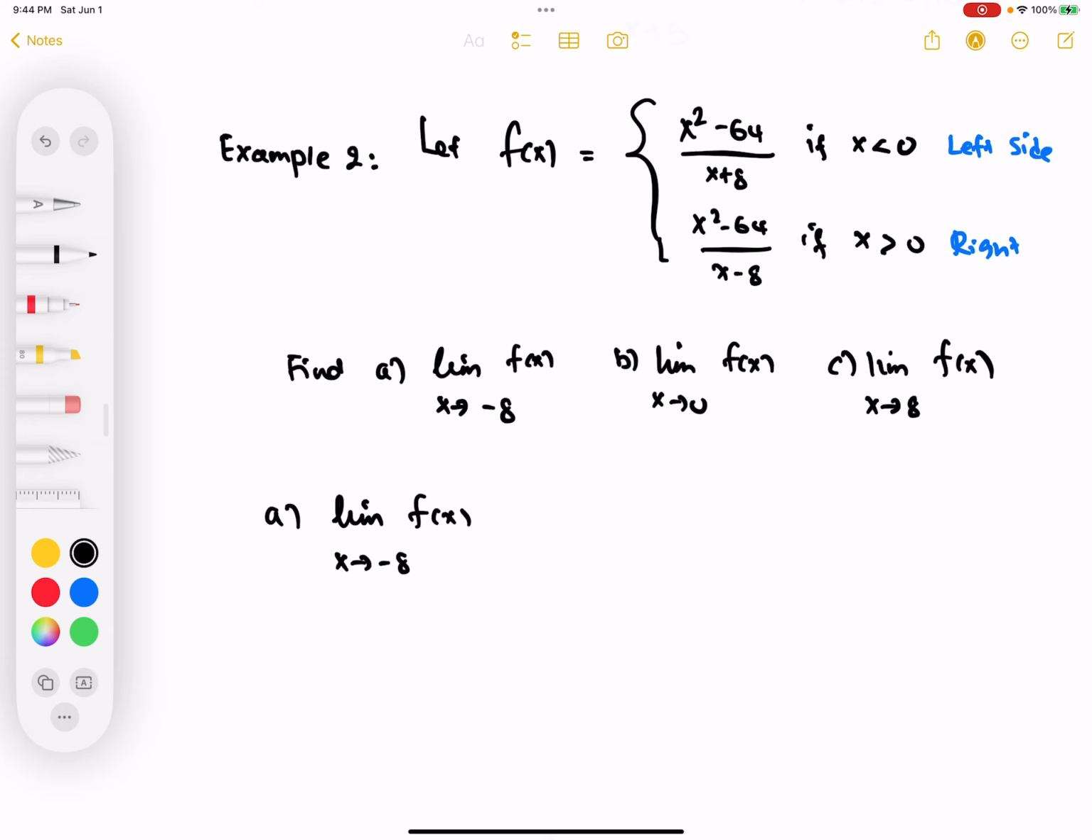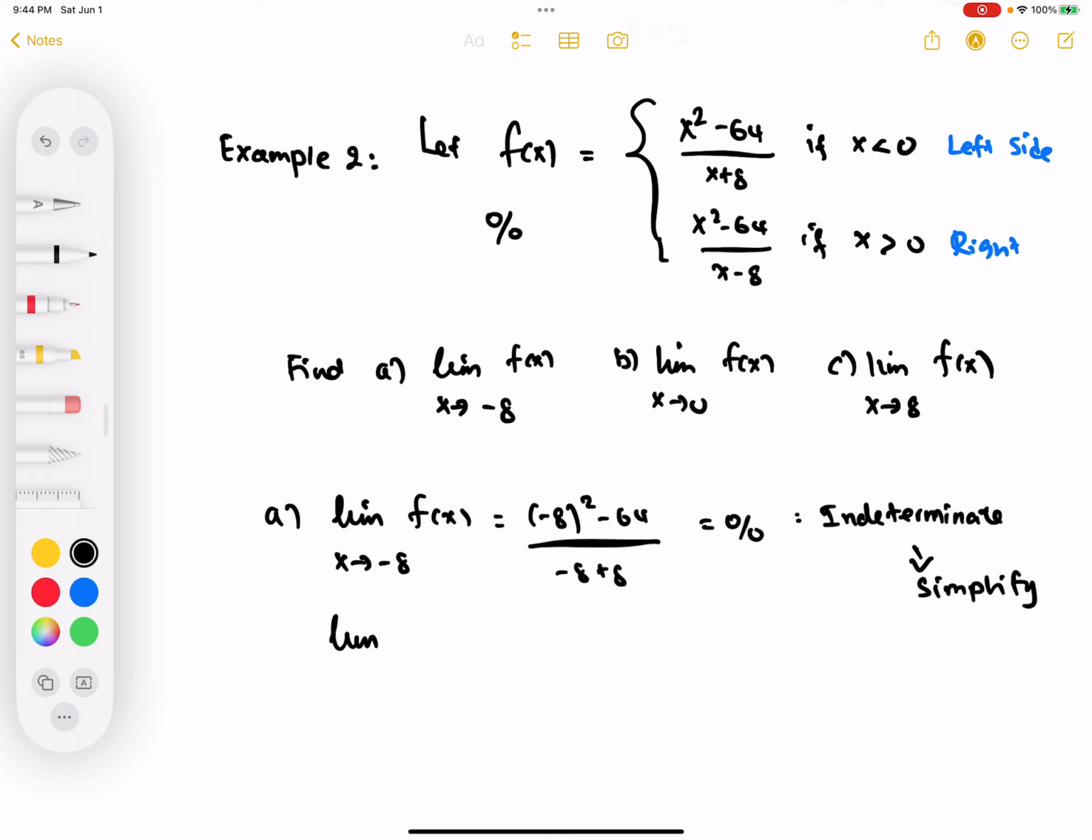So first you have to check that it is 0 over 0 form. It is an indeterminate form. So when you directly substitute, it is 0 over 0 form. So this is negative 8 squared minus 64 over negative 8 plus 8, which is 0 over 0. It is an indeterminate form. Check this one. Then simplify, right? The next step.